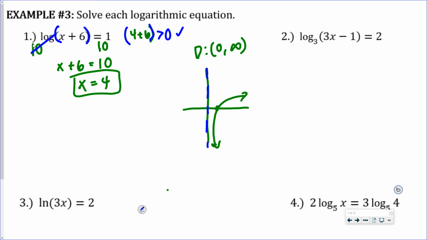We can take the log of 10, obviously. And the log of 10 with base 10 is just 1, because that's asking 10 to what power gives 10, which is 1.